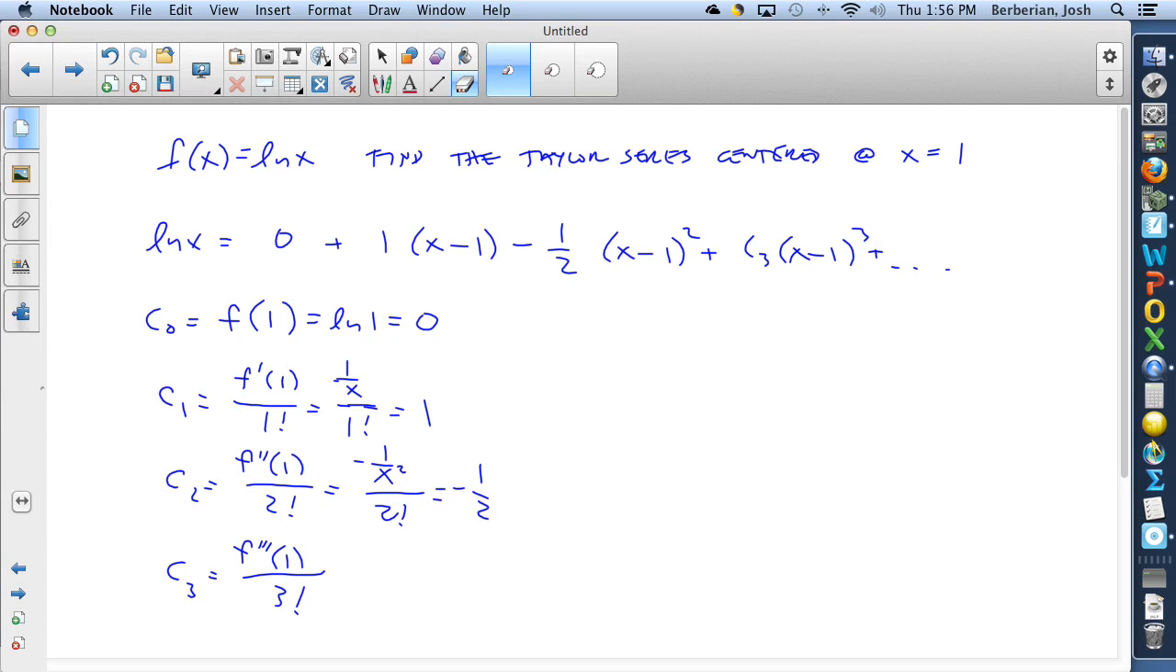The third derivative over 3 factorial. So you told me the third derivative is negative 2 over x cubed. Positive 2 over x cubed, I'm sorry. Positive 2 over x cubed all over 3 factorial. So what's that? 2 over 6, 1 third. So are you ready to maybe make a guess? Is the next one going to be negative 1 fourth? Yep.